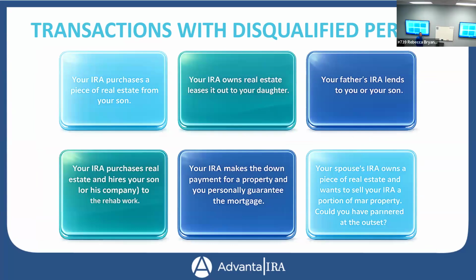And then transactions with disqualified individuals. These are just some examples. I won't read every single one, but they're listed here. The first one would be your IRA purchasing a piece of real estate from your son. Again, that's lineal bloodline, up and down the family tree. So mom, dad, son, daughter, spouse, that would be considered a prohibited transaction. The second one would be your IRA owns real estate and leases it to your daughter. Same thing, up and down the family bloodline, so that would be considered a prohibited transaction. But if it's brother, sister, anybody else, distant family, that's totally fine. These are just some examples of what that looks like.